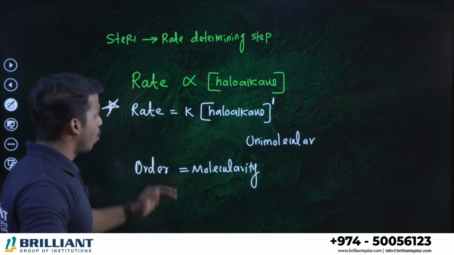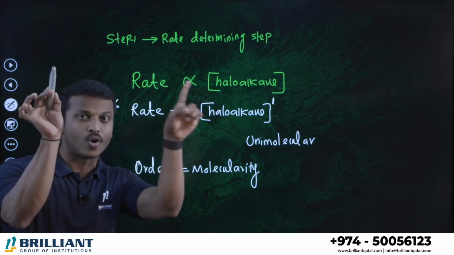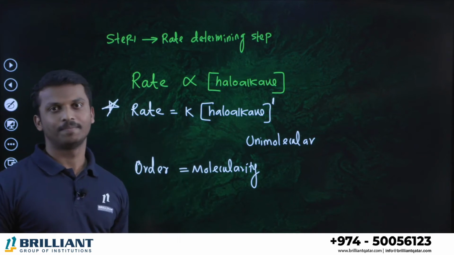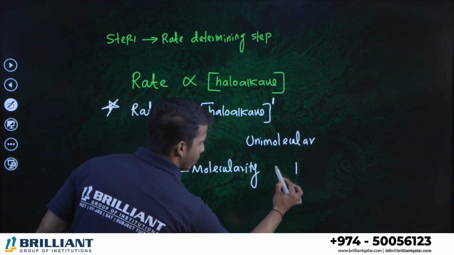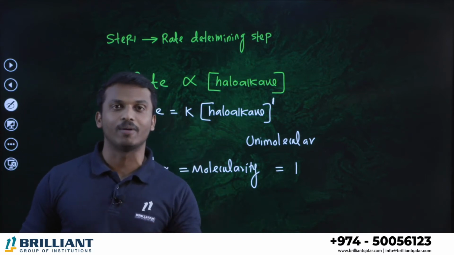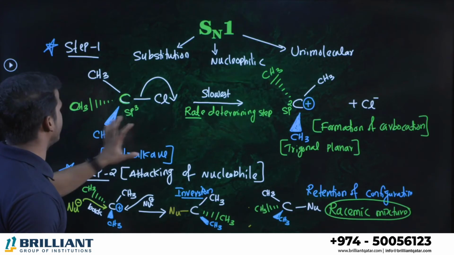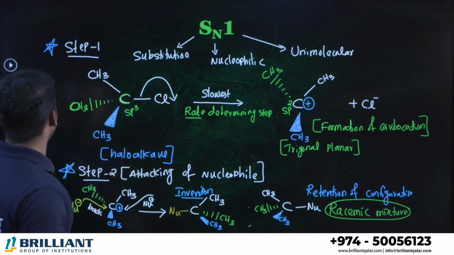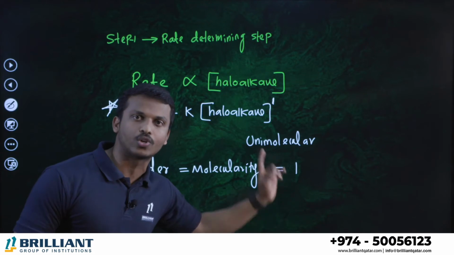So order means the sum of the powers of the concentration terms. What is the power of the concentration term here? 1. So the order is equal to 1. What is meant by molecularity? Molecularity is nothing but the number of reacting species. How many reacting species are there in your first step? Only 1. So the order and molecularity for the SN1 reaction are equal to 1.